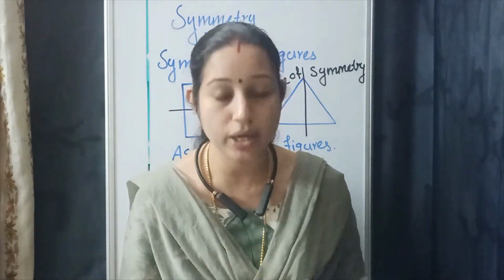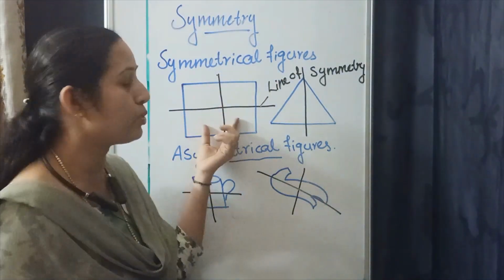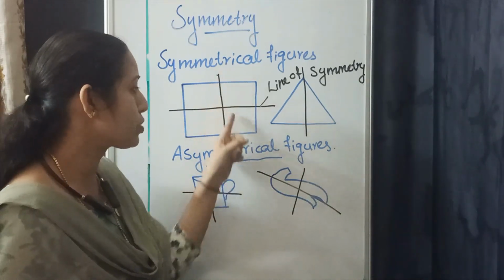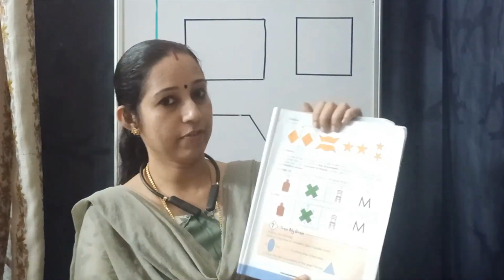When we divide an object into two parts and each part is not exactly the same, such figures are called asymmetrical figures. And the line that divides the shape into two identical halves is called the line of symmetry. When two halves of a shape or object are exactly the same, such shapes are called symmetrical shapes or symmetrical figures. And if the two halves are not exactly the same, such figures are called asymmetrical shapes.